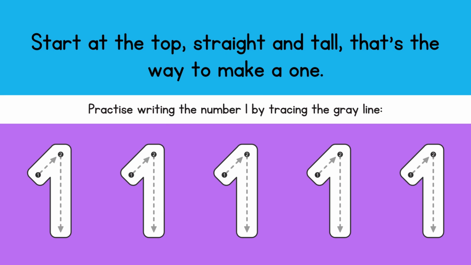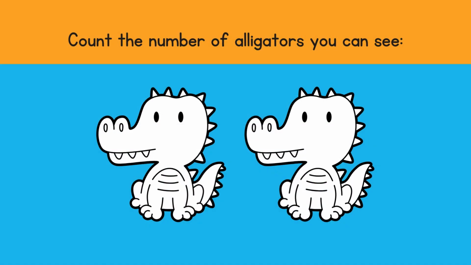Start at the top, straight and tall, that's the way to make a 1. Practice writing the number 1 by tracing the gray line. Count the number of alligators you can see.